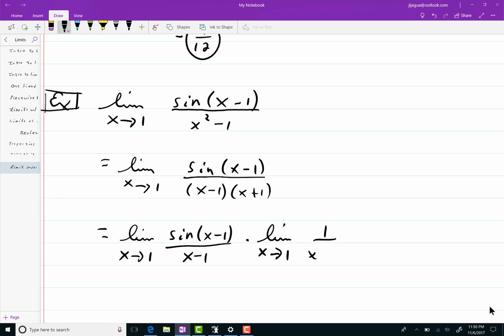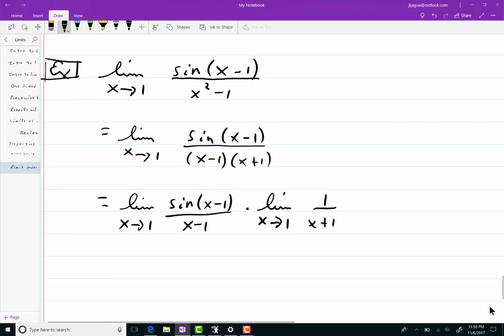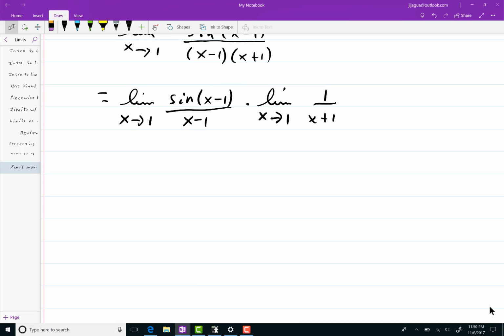Now the sine of x minus 1 over x minus 1, that x minus 1 is going to 0, so that limit is equal to 1. The other limit, I can just plug the 1 in for x, and I get 1 over 2. So 1 times 1/2 gives me 1/2.